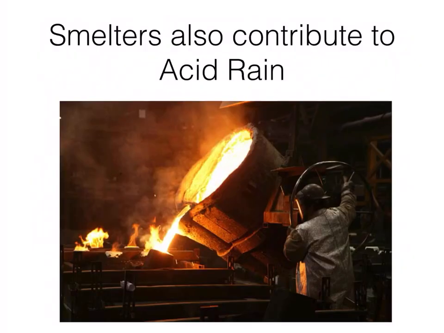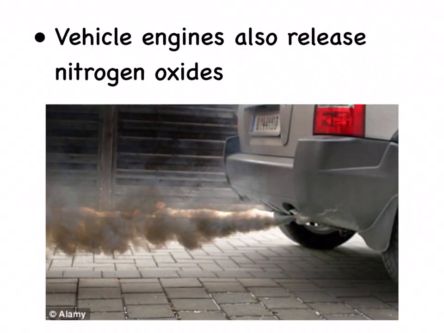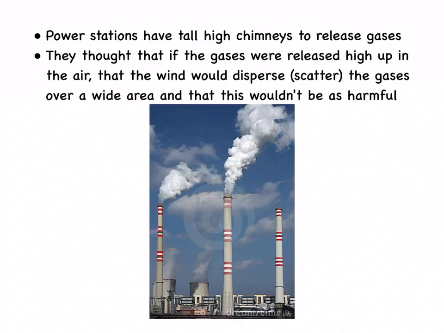Smelters also contribute to acid rain as well, because to smelt the iron ore, you have to burn coal. Okay, it's an efficient method of doing it. So burning coal releases particularly harmful gases. It's a really, really dirty fuel. So that's contributing and causing acid rain. Vehicle engines also release nitrogen oxide. So I know more of us are choosing hybrid cars and electric cars, but we still have a lot of cars across the world that have exhausts and are pumping fumes out the back of them. Okay, so there's a lot of things to blame with regards to acid rain.